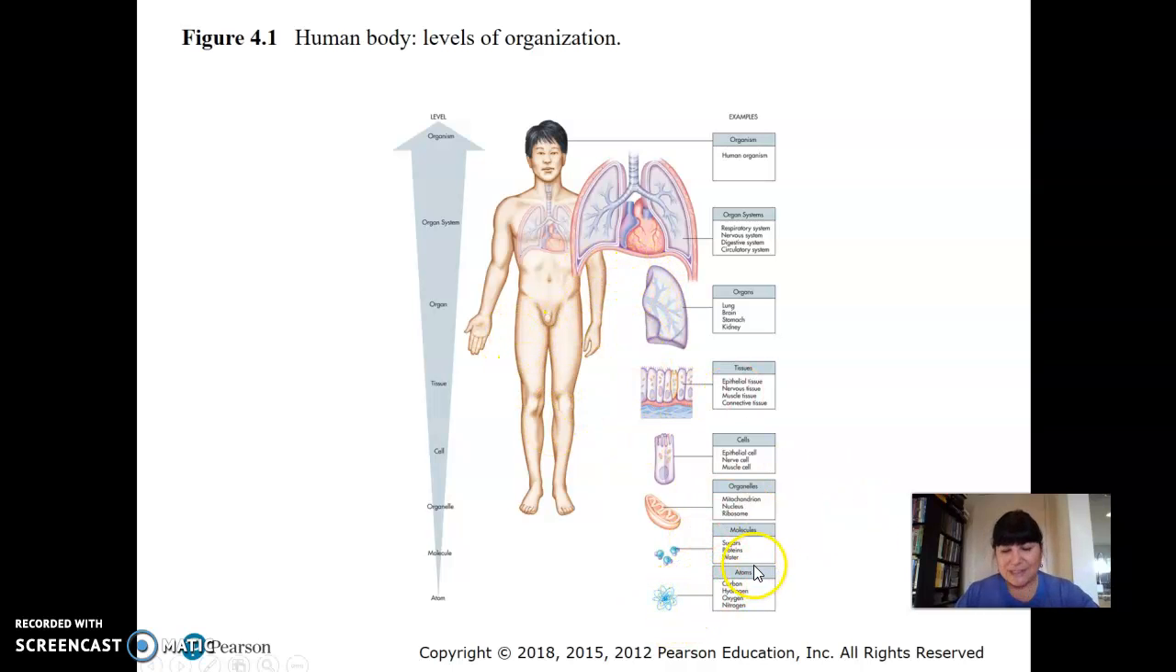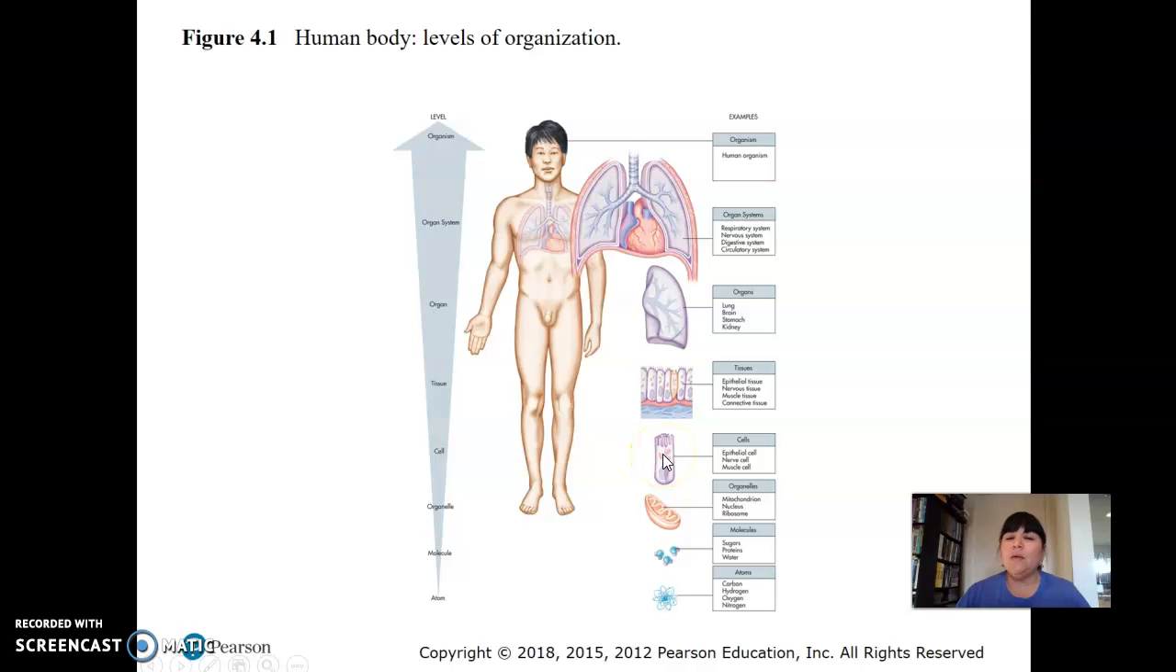So if we look down here, it says atoms. All things are made out of atoms, whether they're alive or not alive. So carbon, hydrogen, oxygen, nitrogen, copper, gold, etc. Atoms are not alive. Now, atoms combine to make molecules. So water, carbohydrates, lipids, those are molecules. Those are not alive either. Then the molecules make organelles. Organelles means tiny organ. They're not alive either. And it's not until we get to cells that things are alive.